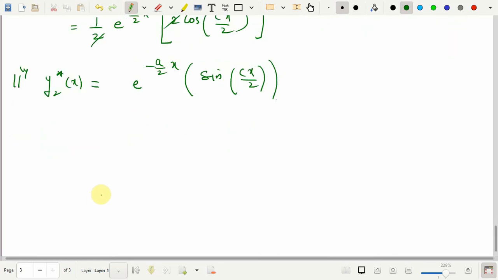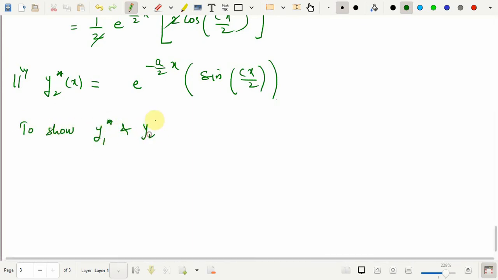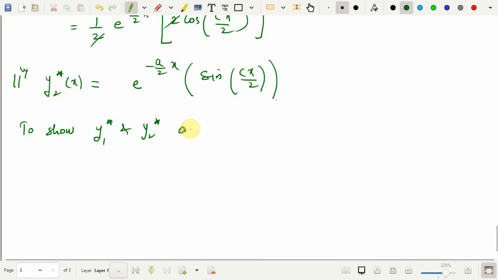Again, to check for linear independence, we need to show y1 star and y2 star are linearly independent.